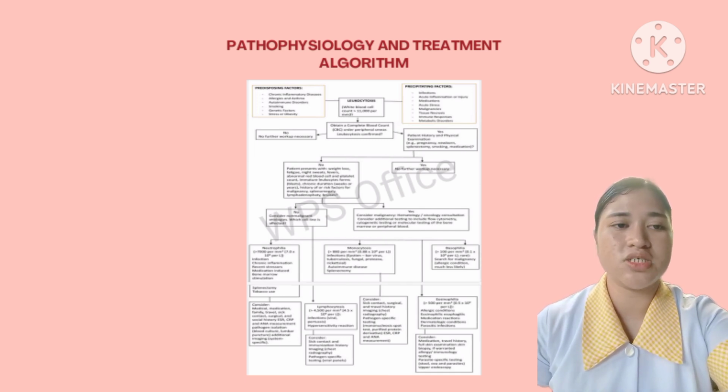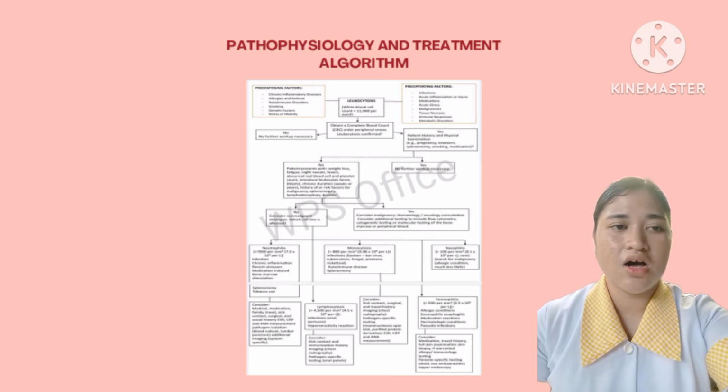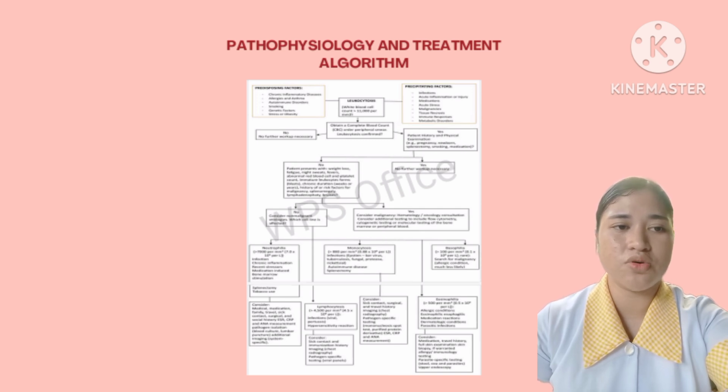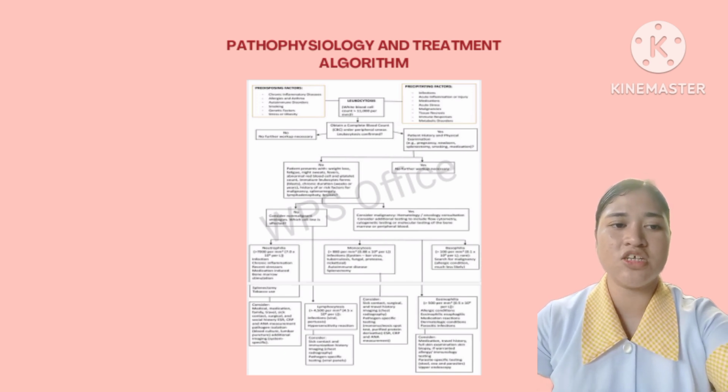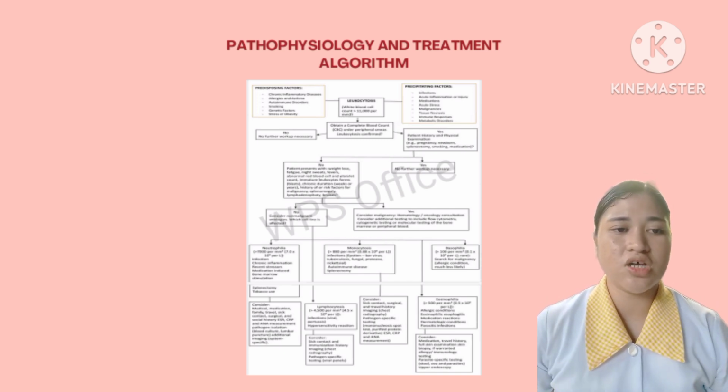However, if monocytosis is the line affected, greater than 880 per cubic millimeter, causes include infections such as Epstein-Barr virus, tuberculosis, fungal, protozoa, rickettsia, autoimmune disease, and splenectomy. Consider sick contact, surgical and travel history, imaging or chest radiography, pathogen-specific testing, mononucleosis spot test, purified protein derivative, ESR, CRP, and ANA measurement.